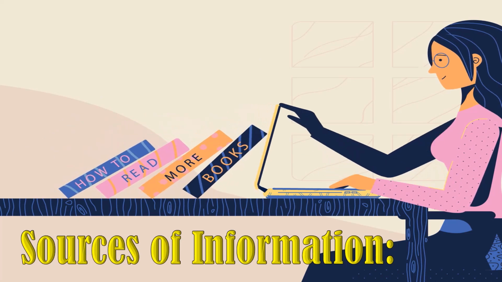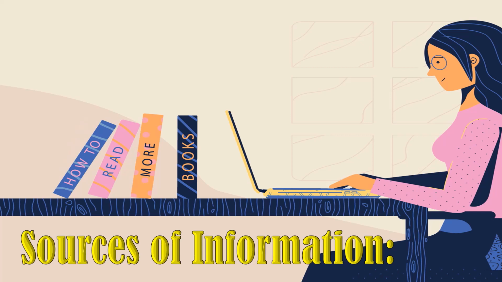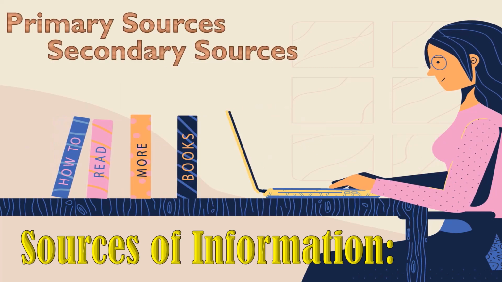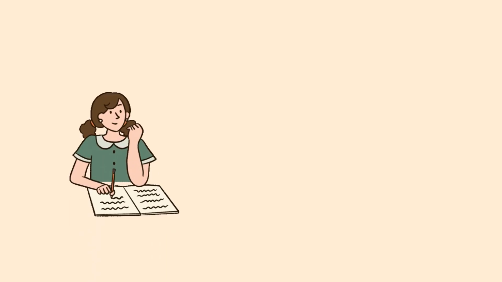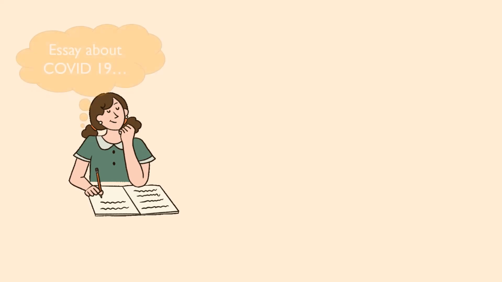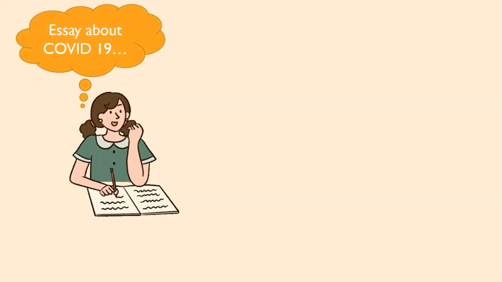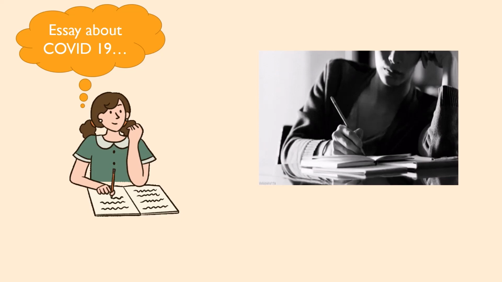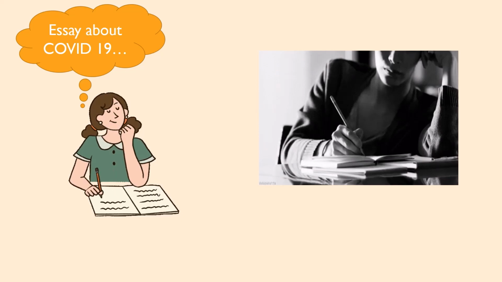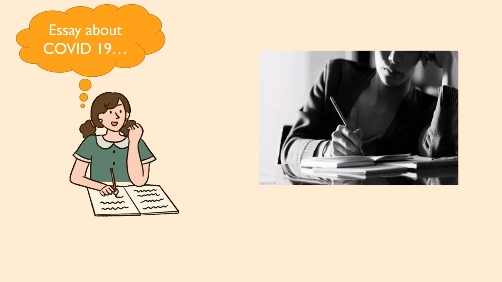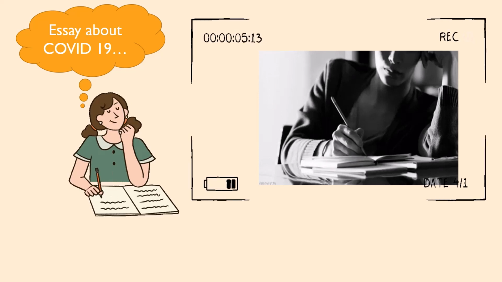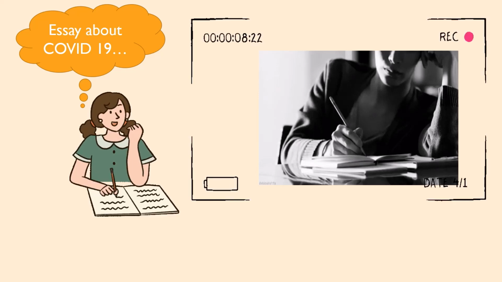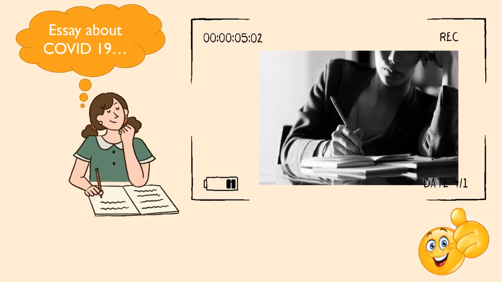Basically, there are three major sources of information: primary, secondary, and tertiary. Imagine that you are writing a paper about COVID-19. Can you use a diary entry written by a COVID-19 patient stating his journey through his battle with the virus? How about the patient's video recording on how he documented his routines during the 14-day quarantine until he finally recovered? If your answer is yes, then you're right.